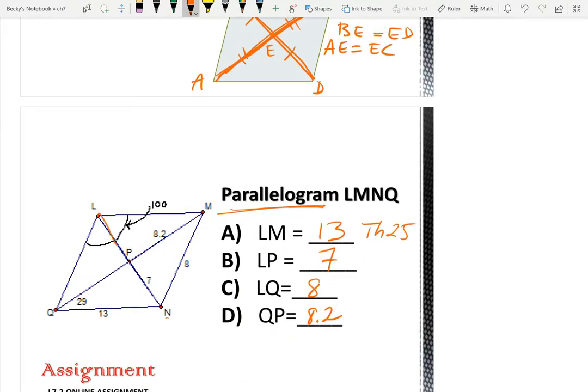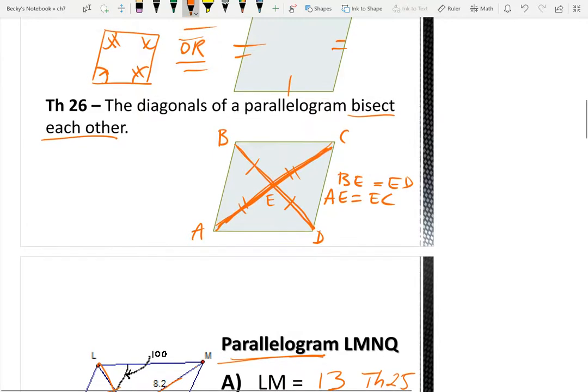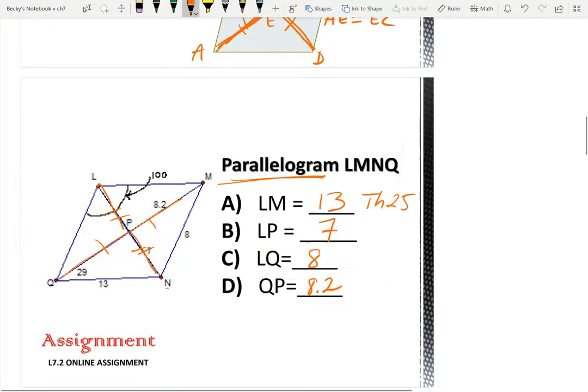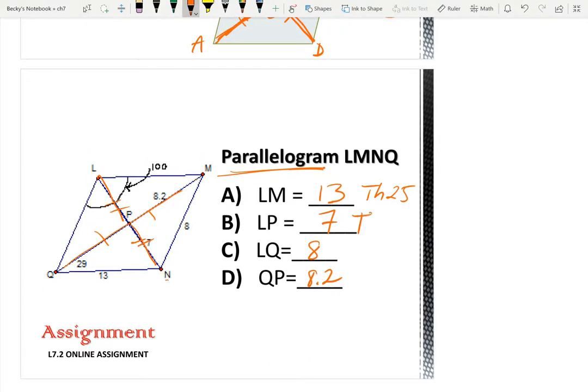All right, LP. So this is the diagonal bisects one. These two are equal, these two are equal. So that's the one right after it. So that is theorem 26. LQ, we knew that because the opposite sides are equal, so that's back to theorem 25. And PQ, that's the diagonals bisect, so that is theorem 26.